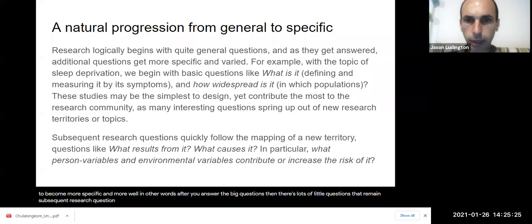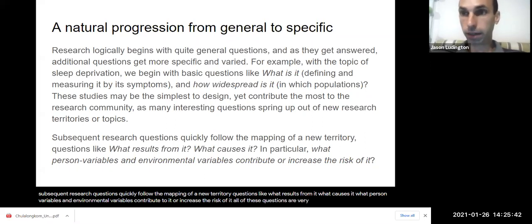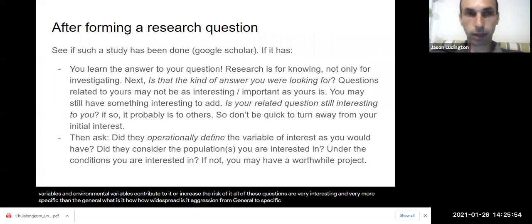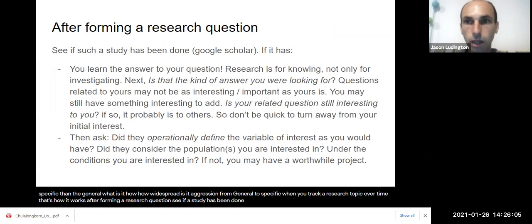Subsequent research questions quickly follow the mapping of a new territory. Questions like what results from it? What causes it? What person variables and environmental variables contribute to it or increase the risk of it? All of these questions are very interesting and more specific than the general what is it, how widespread is it? So that's the natural progression from general to specific. When you track a research topic over time, that's how it works. After forming a research question, see if a study has been done. So look on Google Scholar.